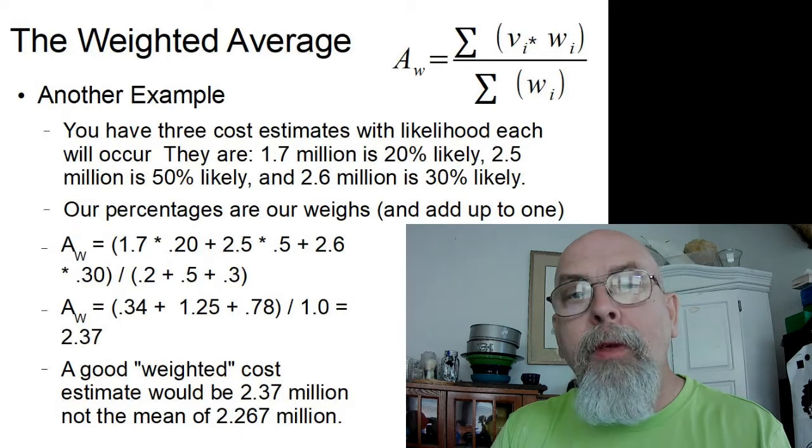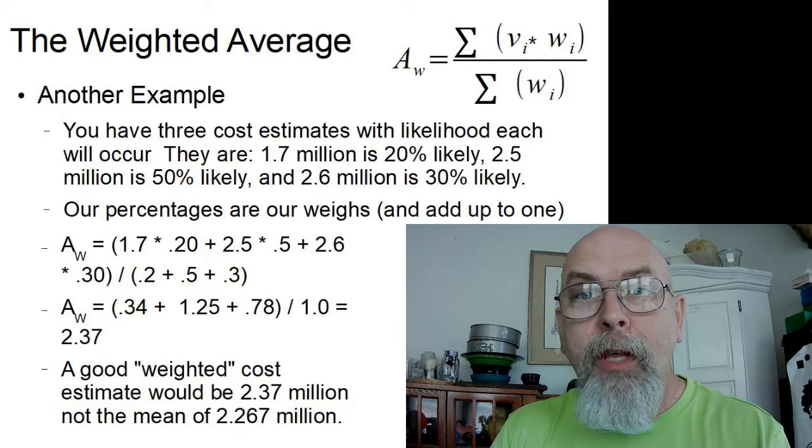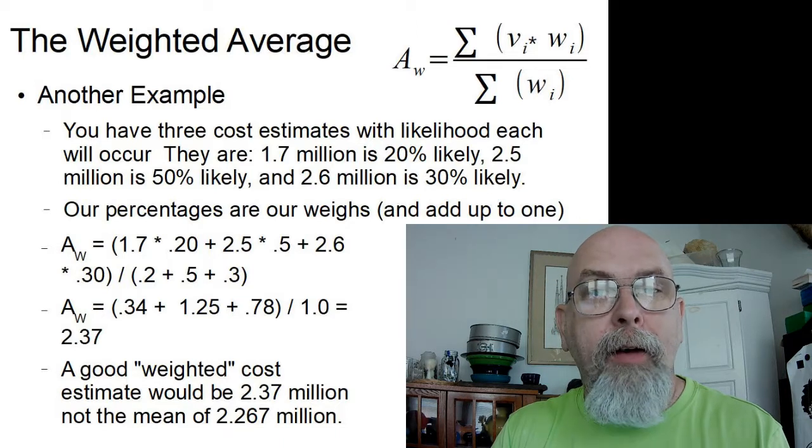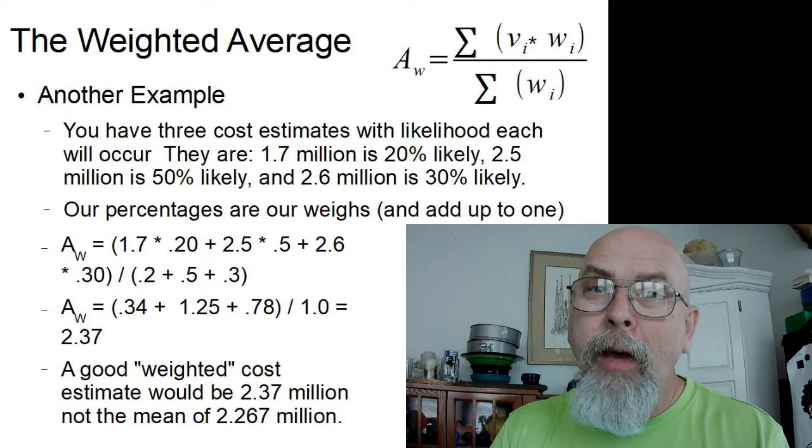If you stop and do the mean of those 3 values, though, you would come up with a $2.25 or $2.26 million, which probably would come in too low.